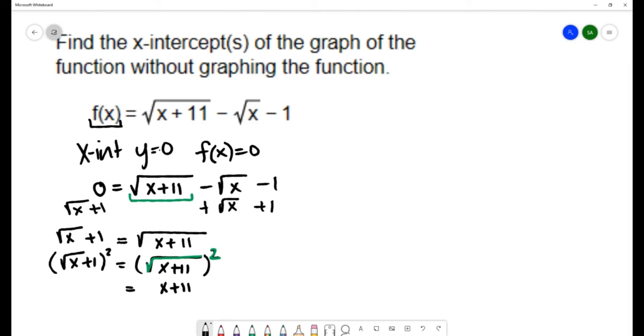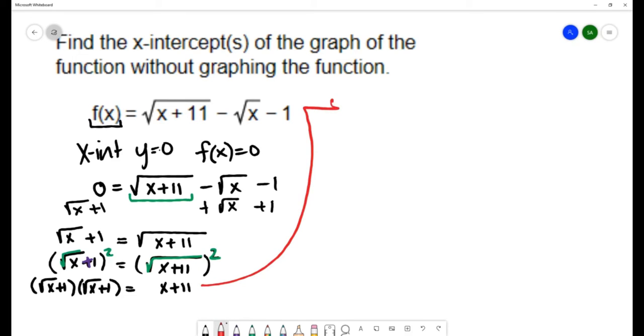However, on the left, the square and the square root are kind of separated by this addition, so those operations don't cancel out like on the right-hand side. We actually have to work out the multiplication of squaring. So we're going to write this as square root of x plus 1 times square root of x plus 1. So that's what squaring means. Multiply that base twice.